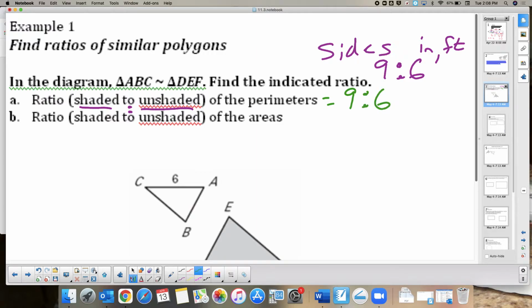The ratio of your areas then, right? Ratios reduce. So 9 to 6 reduces to 3 to 2. So for my area, then we are going to square that ratio. So 3 squared is 9. 2 squared is 4. So we have a ratio of 9 to 4 then for our areas.